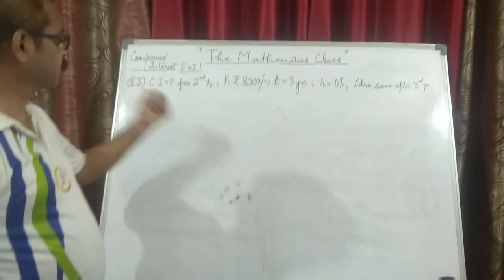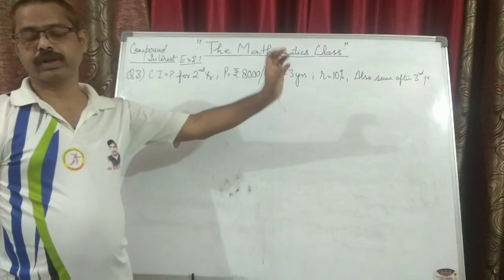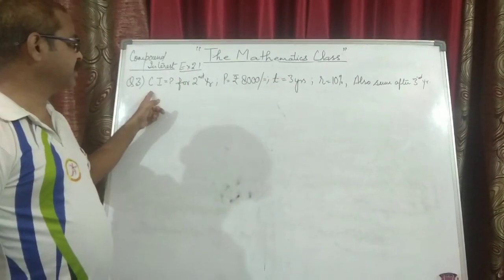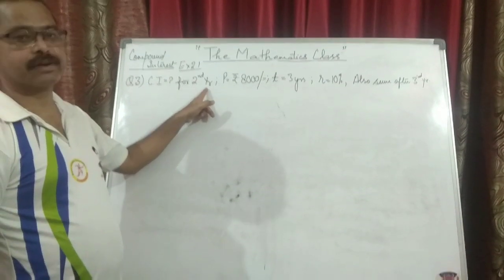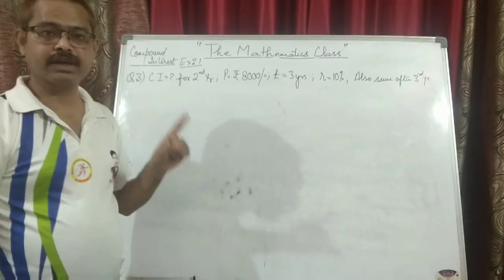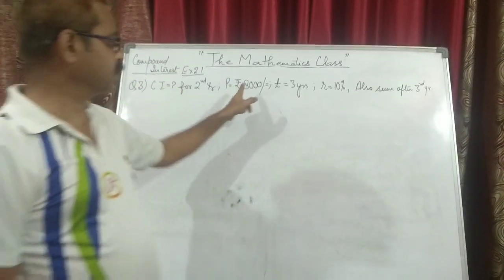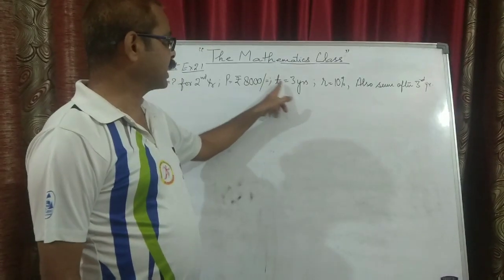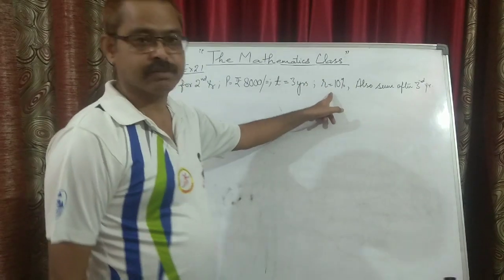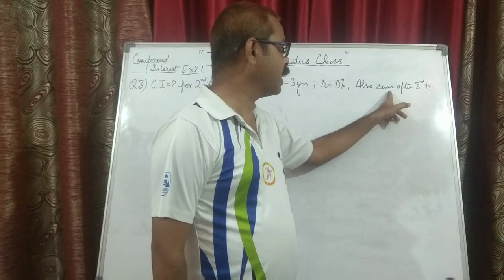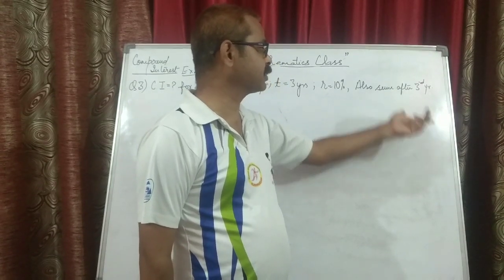Okay, I have taken the third question and I have written what is required. The question reads, calculate compound interest for the second year. Means you have to calculate the compound interest only for the second year when principal is rupees 8,000, time is 3 years, rate is 10%. That's the first part. Second part, also find the amount, also the sum after the third year.